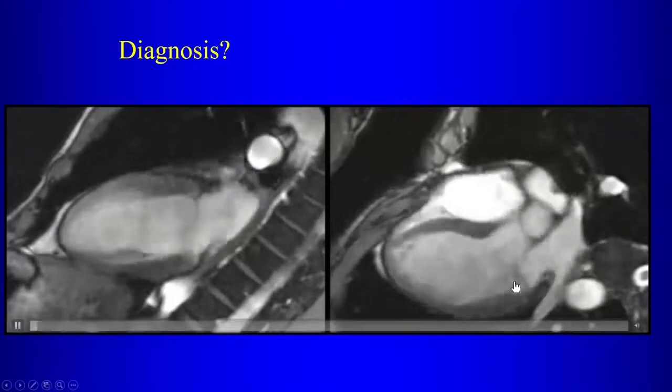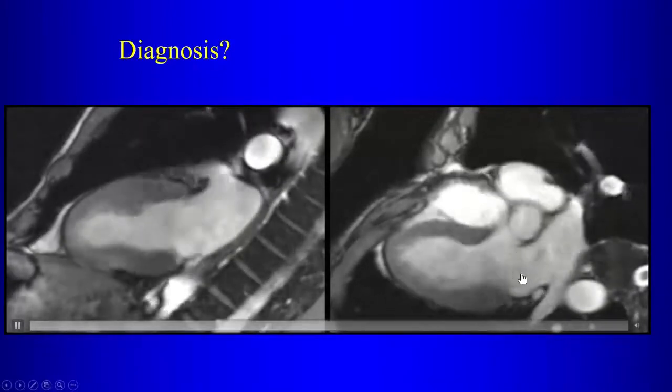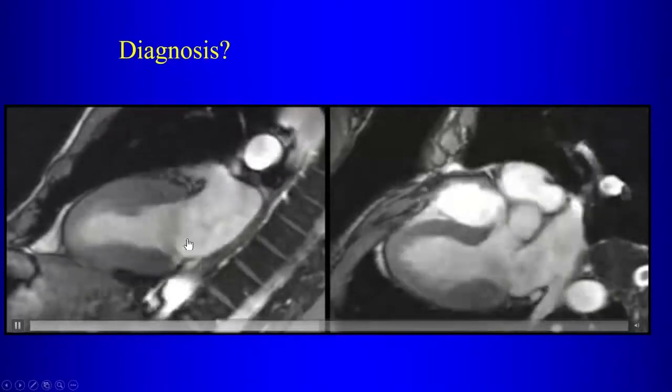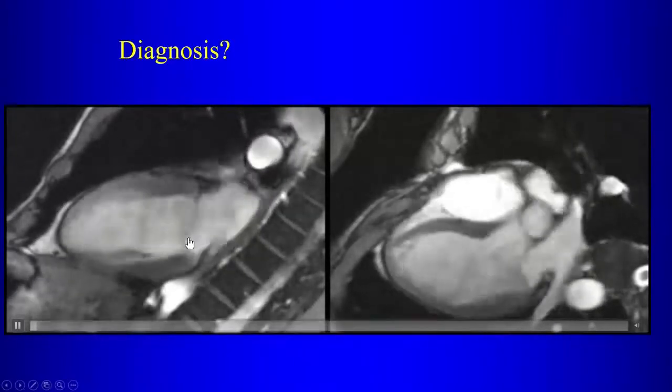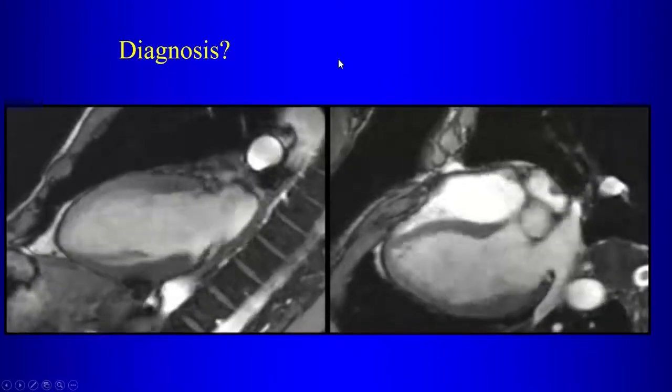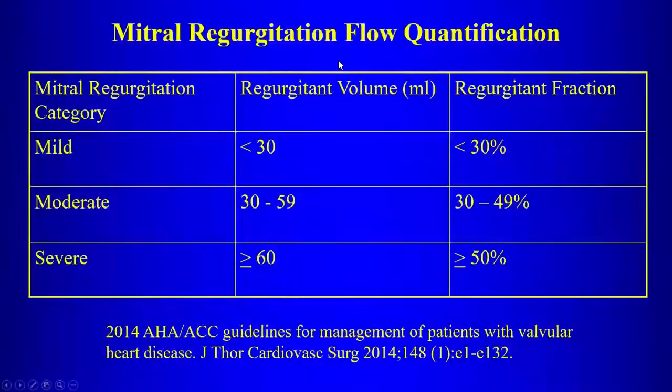Okay, so here's our next case. We have a two-chamber view here and a three-chamber view. Again, we notice that there is some mitral valve regurgitation. This time, see that there is a subtle backward bending of the mitral valve here. So this is a patient with some mitral valve prolapse, which is resulting in mitral regurgitation.